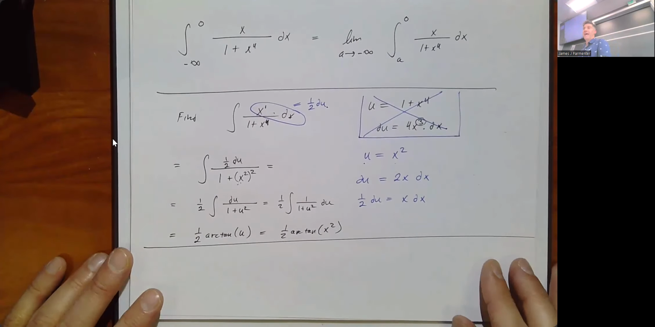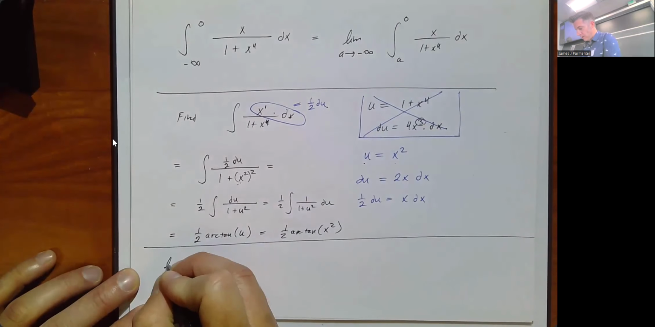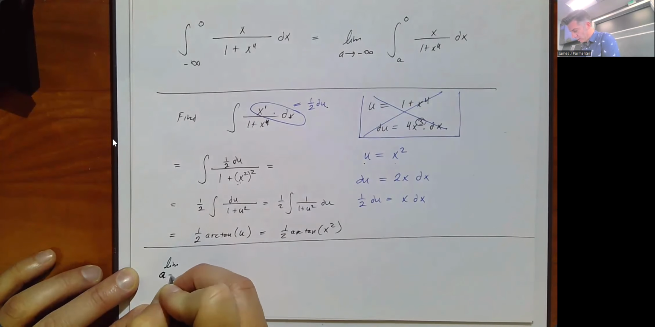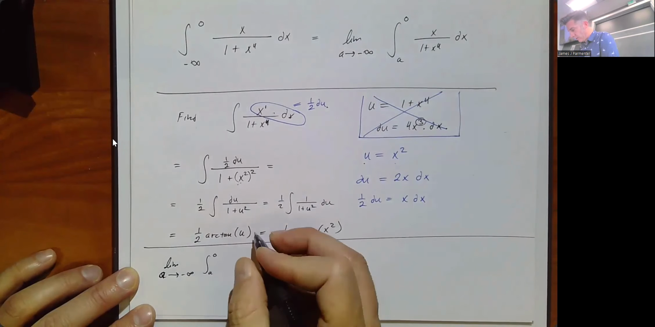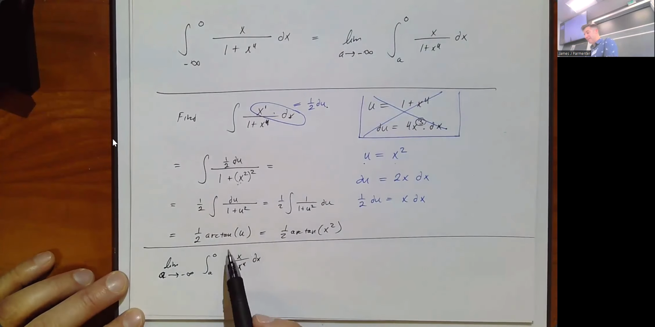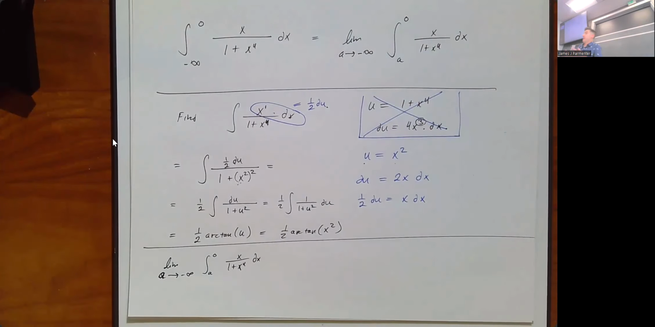Now let's get back to the actual problem. We're dealing with the limit as a goes to negative infinity of the integral from a to 0 of x over 1 plus x to the fourth dx. I just figured out that the antiderivative of x over 1 plus x to the fourth is 1/2 arctangent of x squared. So I'm just going to jump to that step and not write any of this trash.